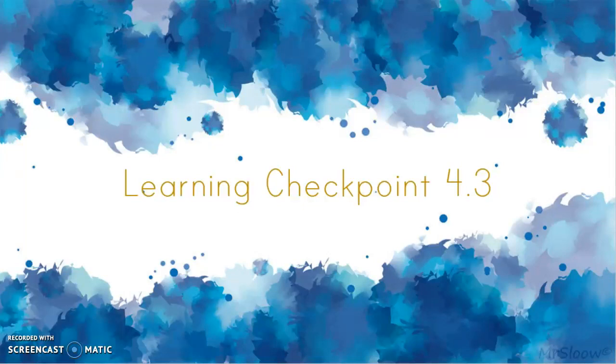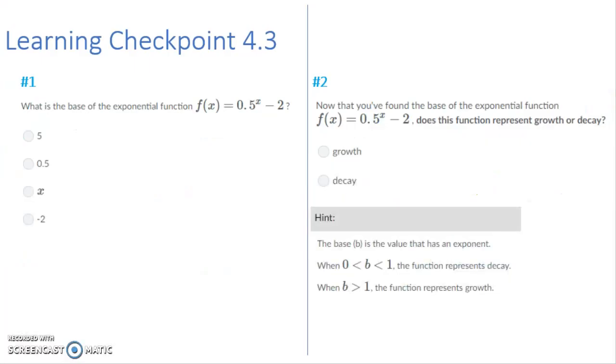Learning checkpoint 4.3. Number 1 says, what is the base of the exponential function f of x equals 0.5 to the power of x minus 2? Remember that the base of an exponential function is whatever value is attached to your exponent. So that's your hint for number 1.